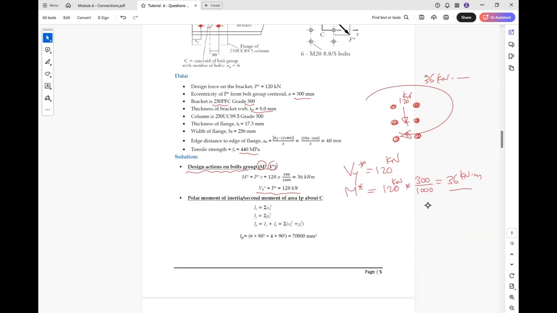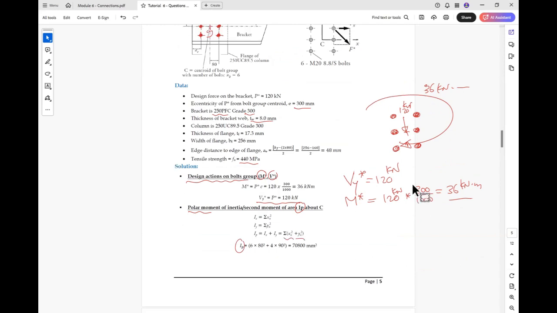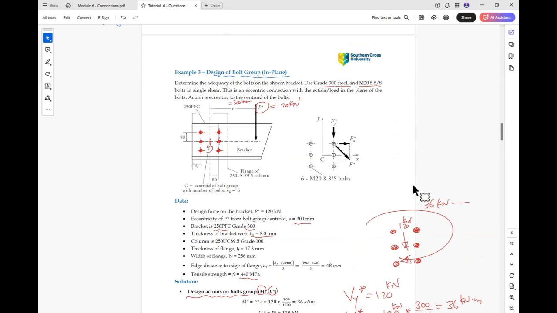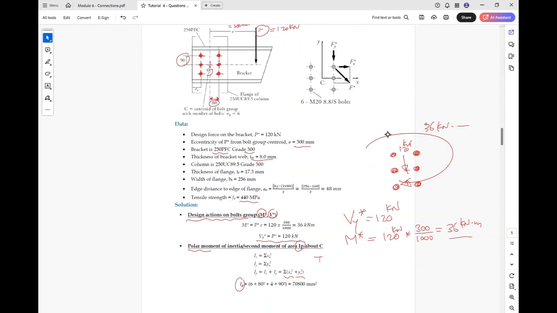So the first step is to find the polar moment of inertia, Ip, for the group. How to find Ip? Ip is the summation of x squared plus y squared for each bolt. So what is x for each bolt? All of them 80. What is y? 4 of them have 90 and 2 of them have 0. So Ip will be 6 bolts times 80 squared. So this is summation x squared. Are you okay with this one?